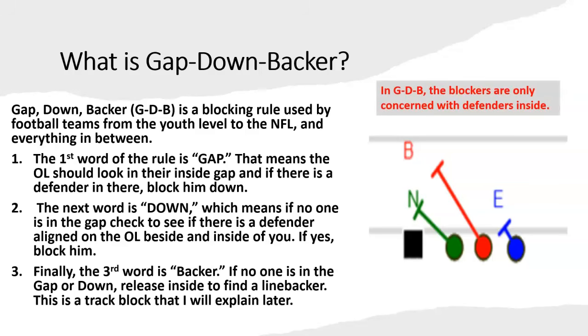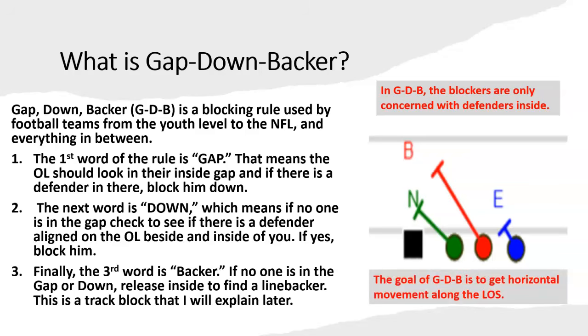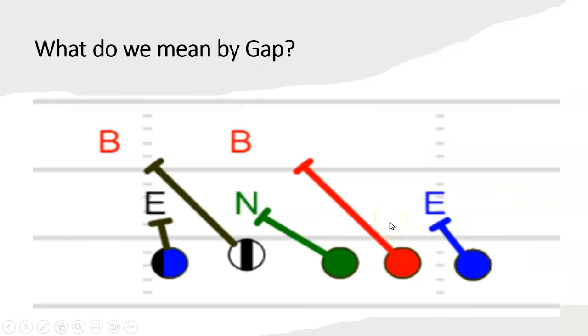All right. In gap down backer, the blockers are only concerned with defenders that are inside of them. The goal of gap down backer, now get this, is to get horizontal movement along the line of scrimmage. We're not trying to get vertical push. We're trying to get horizontal push.